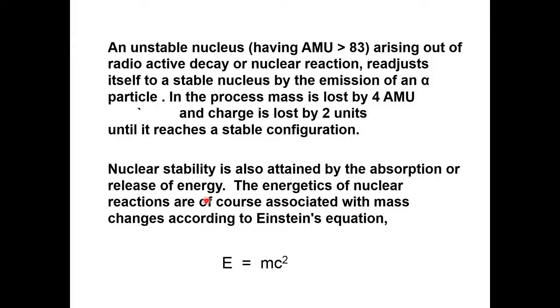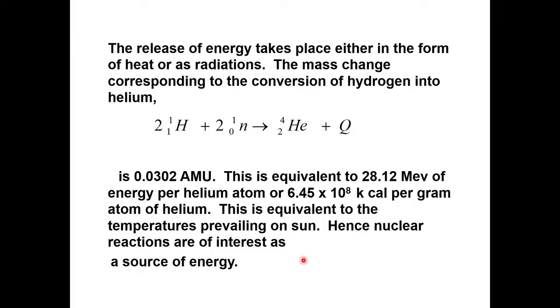The energetics of nuclear reactions are of course associated with mass changes according to Einstein's very famous equation, which I have written here: E = mc². That means the amount of energy released is a multiple of its mass and the velocity of light squared. The release of energy takes place either in the form of heat or radiations. If it is heat, it will be enormous, like in an atom bomb, and if it is radiation, you can still feel the heat, because most of the neutrons, when they pass through materials, generate heat, but not as much as in a nuclear bomb.